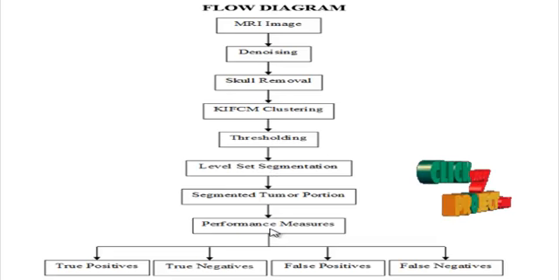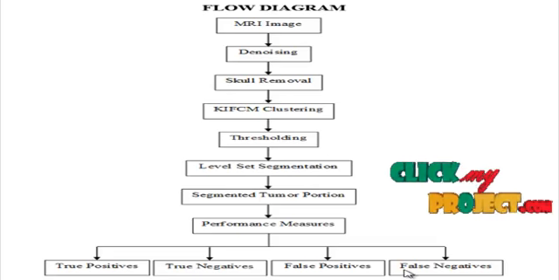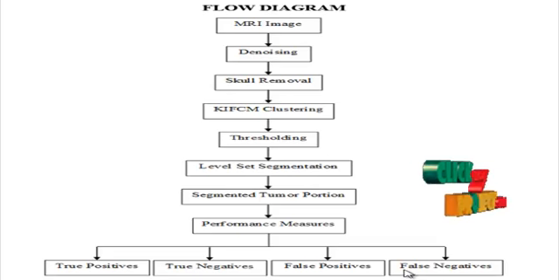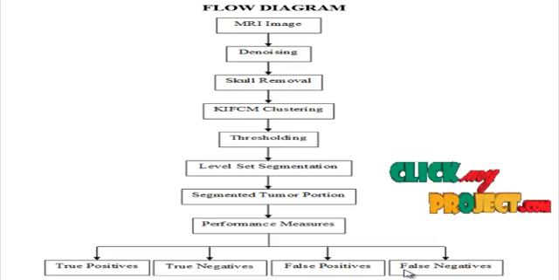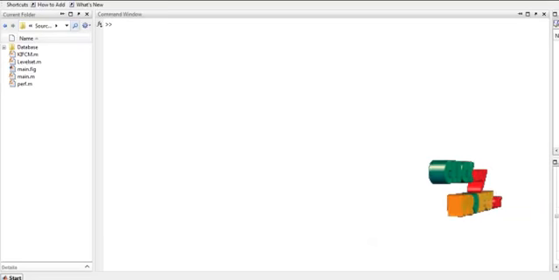Finally, the performance of the process is measured in terms of the true positive values, true negative values, false positive values, false negative values, the area of the obtained tumor, and the number of tumor pixels segmented. Let me show the running procedure of the process.